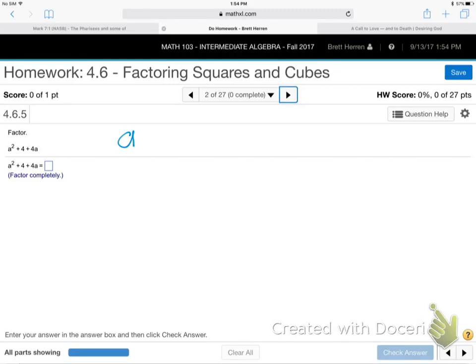Okay, so we have a squared plus 4 plus 4a. We're supposed to factor it. What do you think we need to do first on that one? Got to reorder it, huh? Yeah. So let me mention right now, because we're about to change gears the next few minutes.